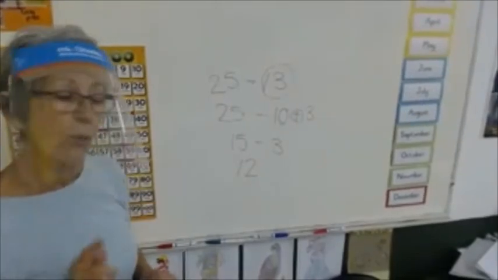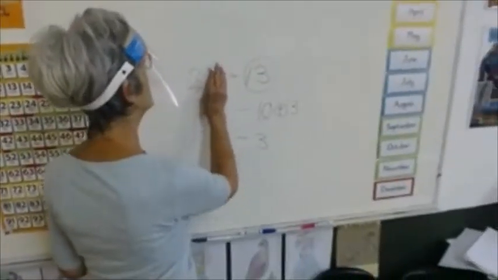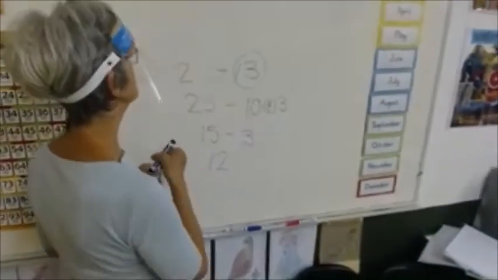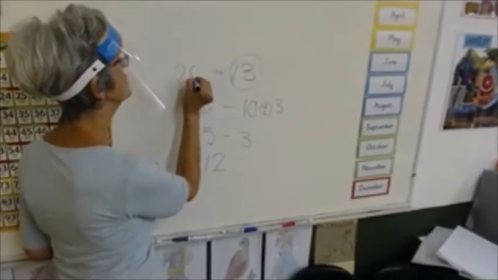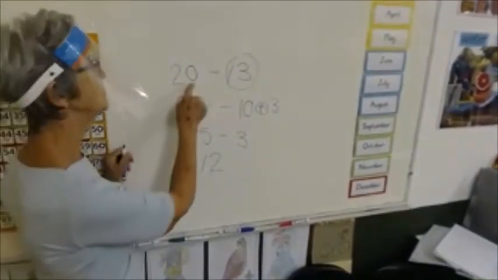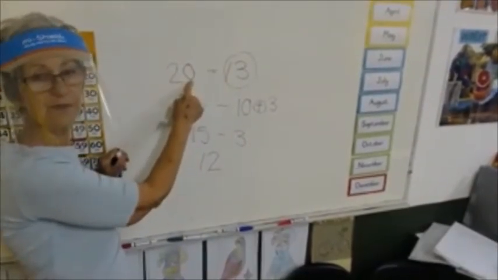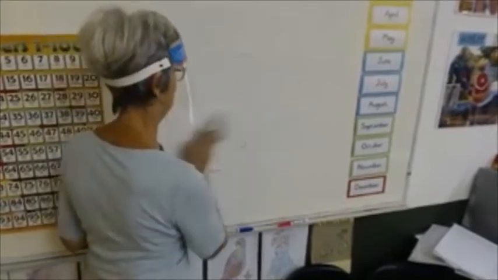But what happens if there is, instead of a 5, a 0? Now, you can't take 3 away if you don't have anything. So let's take another sum.